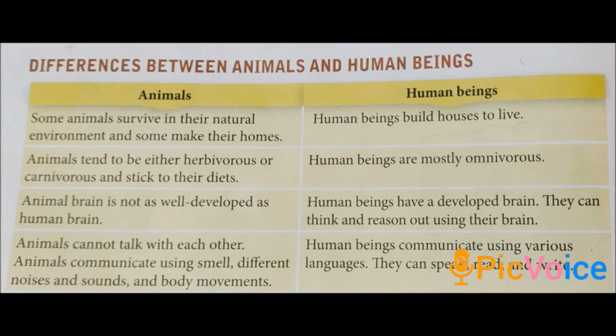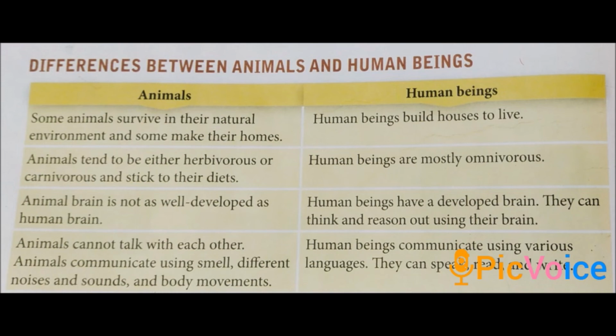Next, animals cannot talk. That is how they communicate. Animals cannot talk with each other, but they can communicate using smell, different noises and sounds, and also with their body movements. How do human beings communicate? Human beings communicate using various languages. That is, they can speak, read, write or draw. By using this they will communicate.